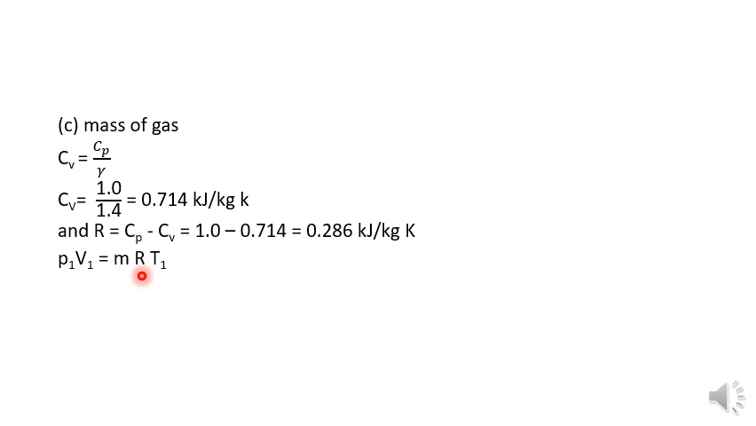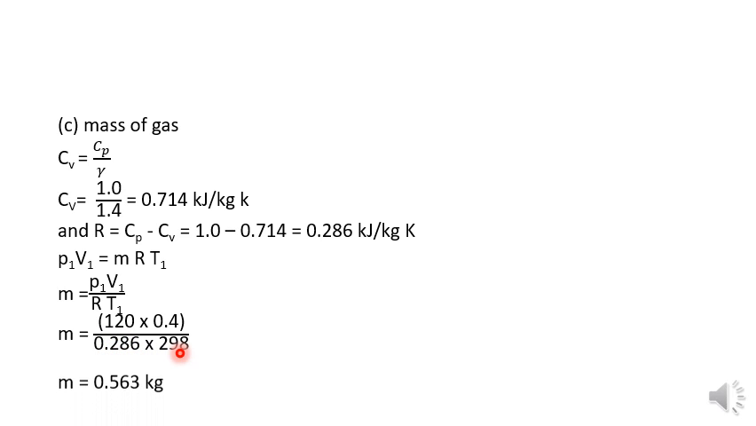Next, P1 V1 is equal to m R T1. We know the P1 value and V1 value. We have to calculate the m value. R value is this one. T1 value, you know. So I am writing this equation as m is equal to P1 V1 by R T1. So substitute all the values here, 120 into 0.4 divided by 0.286 into 298. So m value is equal to 0.563.